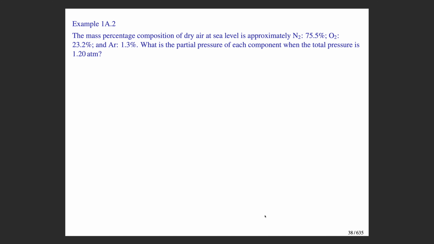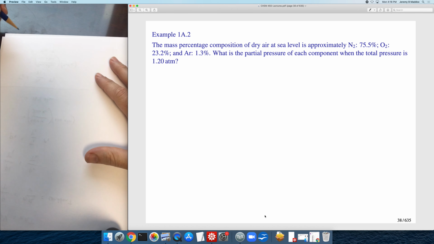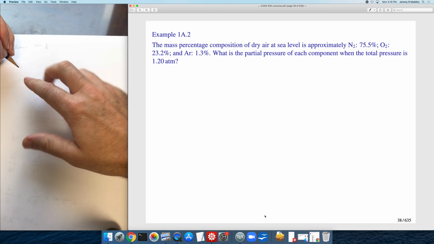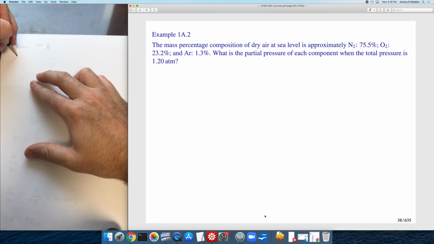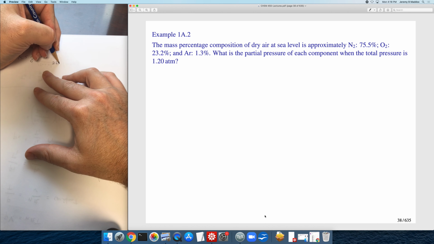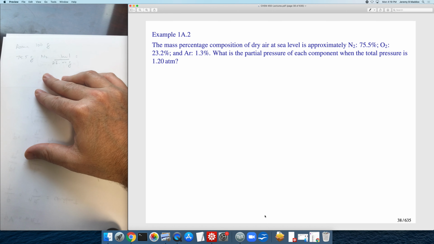So let's assume that we have simply 100 grams of gas. That means that we have 75.5 grams of nitrogen. We're going to convert that to moles, so we'll divide by 28, we'll just call it 28 grams per mole. That'll give us the moles of nitrogen.